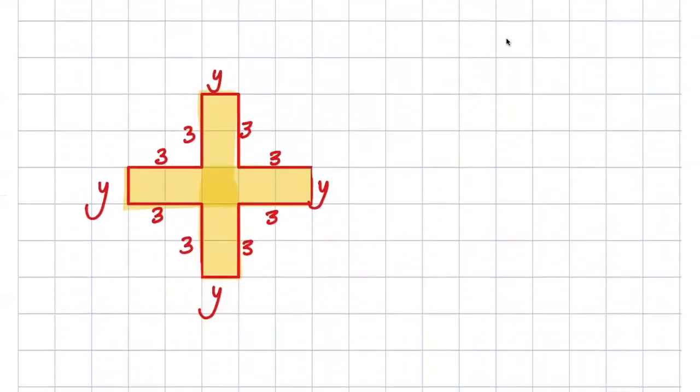How about this one? This one's a bit more complicated, but not a million miles off. I want you to have a look and see how you could try and work out a shortcut to working out the perimeter of this shape. Okay, let's look. So there are 4 prongs here to this cross shape, and this cross shape has got y and then 2 lots of 3.